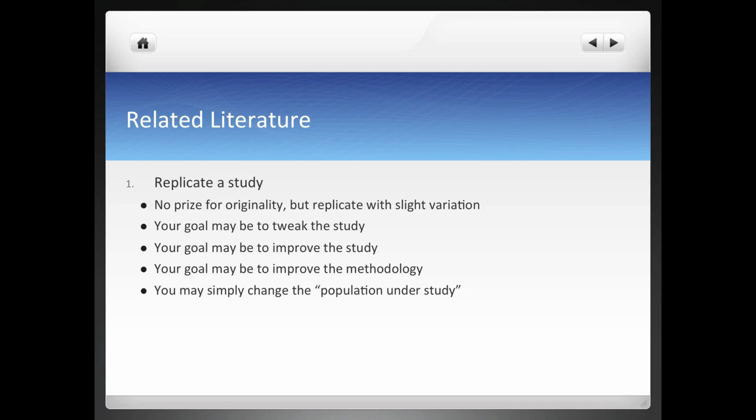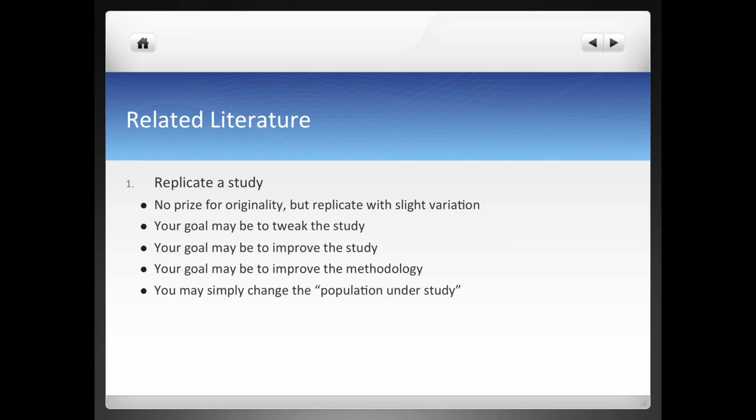Guys, things that I want you to consider when you look through the journal articles is look at replicating a study. Now, you're not going to get any prize for originality here, but replications with slight variations just add to what's been found or what's being currently believed about a particular topic.